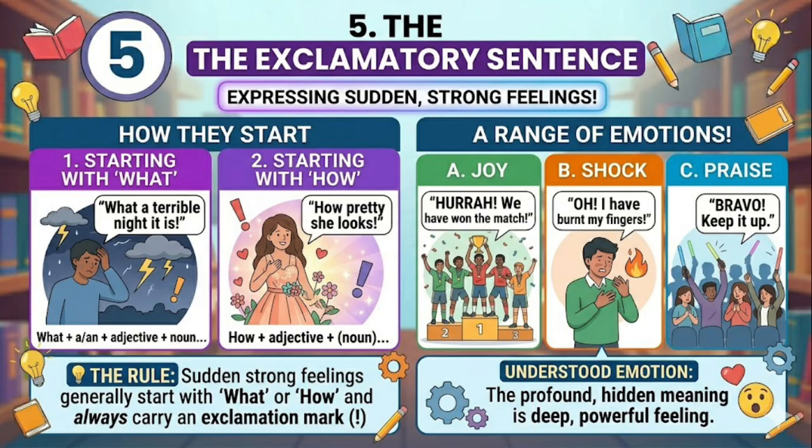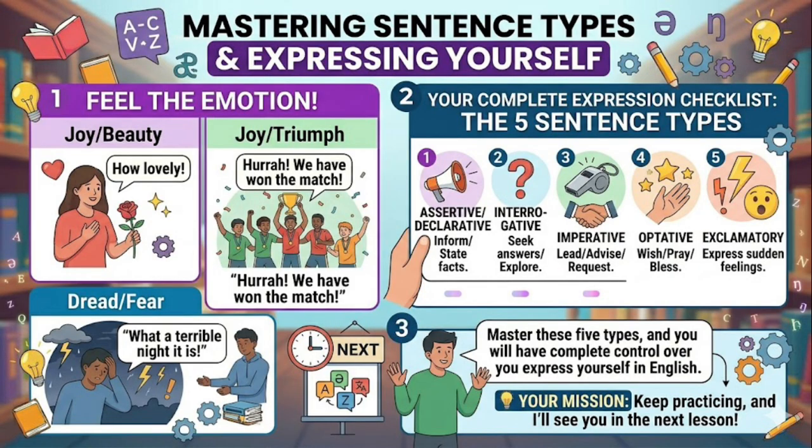Finally, number 5, the exclamatory sentence. These express sudden, strong feelings. They generally start with what or how and always carry an exclamation mark. You feel the emotion when you read them. How lovely. Hurrah! We have won the match, or what a terrible night it is.